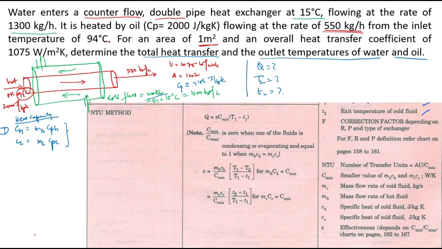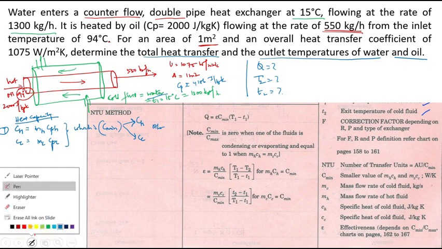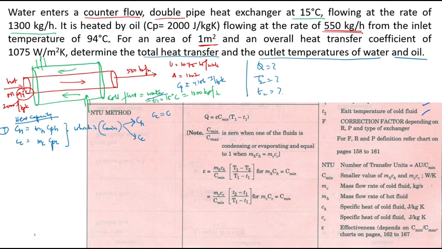From CH and CC, which one is C minimum? If one is C minimum, the other is C maximum. Better to write it in a clear way. C minimum, and then if CH is C minimum, then CC is equal to C maximum. If CC is C minimum, then CH is equal to C maximum. One is C minimum, another is C maximum.